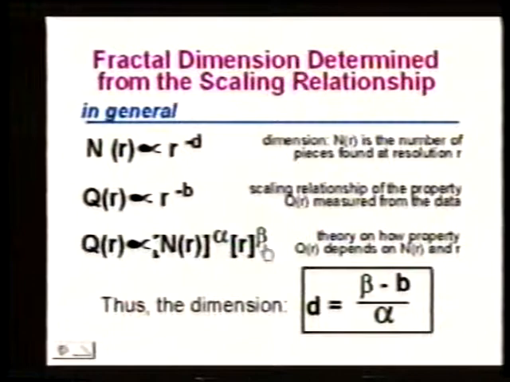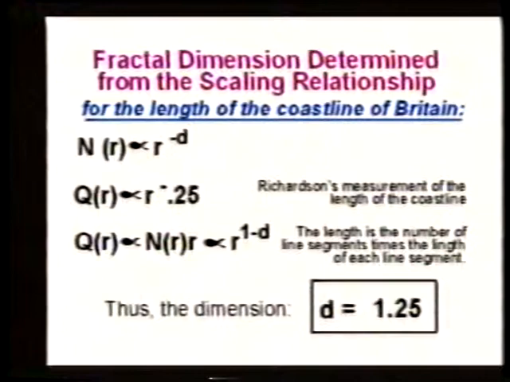Okay, the next one just shows the example I was telling you, and this is how Richardson measured the coastline of Britain. We know that the number of pieces at size r goes like r to the minus d. Richardson found that the length of the coastline is proportional to r raised to the minus 1/4. Since the length should depend on the number of pieces times r, and that's r to the 1 minus d, as I just showed you on the ELMO.